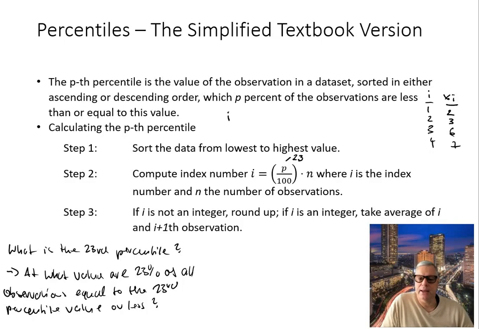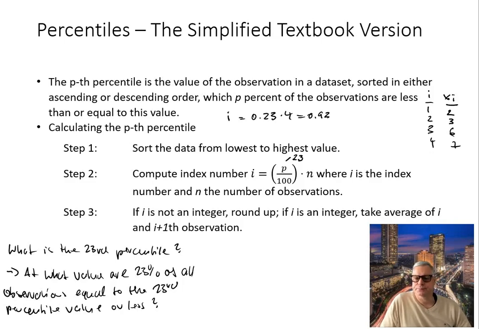Okay, so I do I equals 0.23 times 4, which is 0.92. So that's obviously not an integer, so I have to round up. And then 0.92 rounded up is 1. So then I would look up the value at position 1, and say the 23rd percentile would be 2.